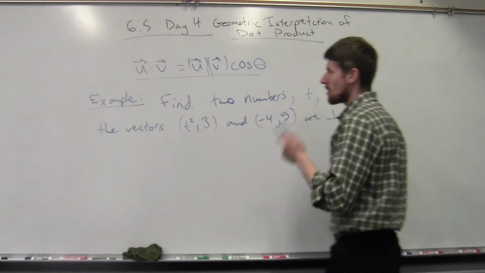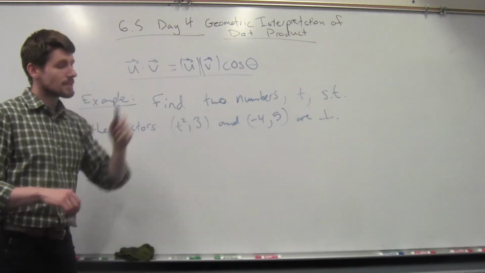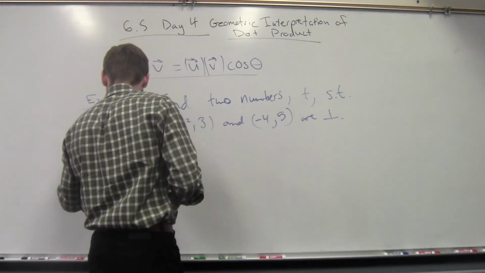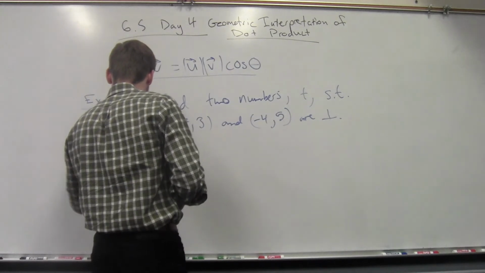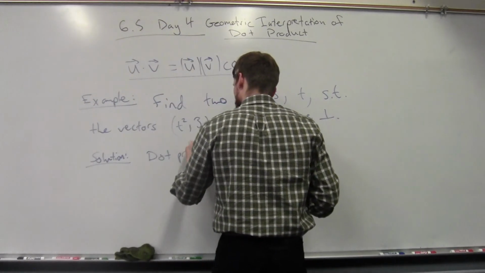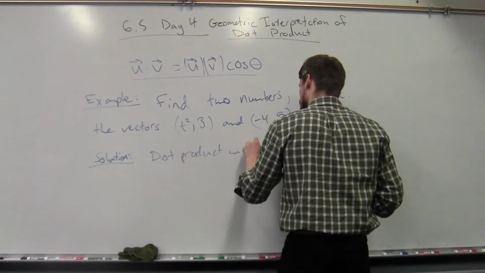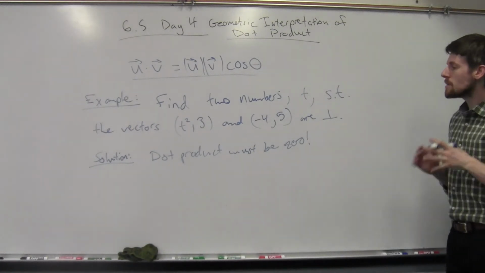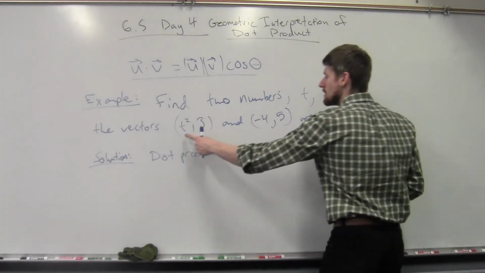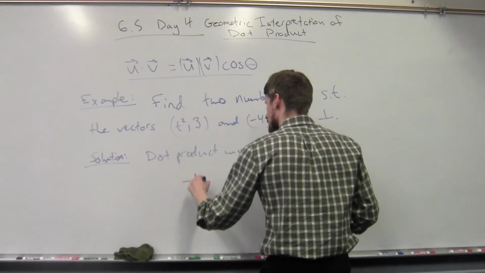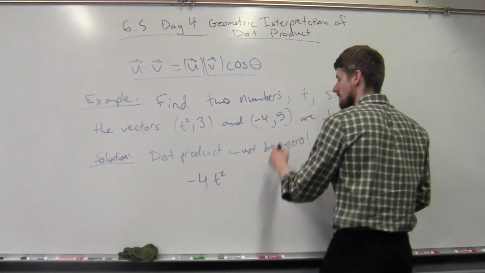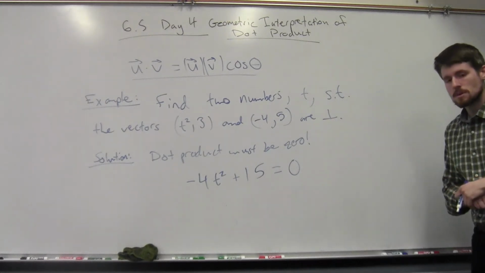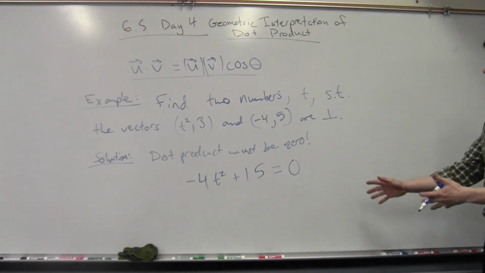From our corollary earlier, a dot product of 0 implies the vectors are perpendicular. So the solution: the dot product must be 0. And since it's in component form, it's very easy to take the dot product. We do t squared times -4, so this is -4 t squared, plus 3 times 5, that's 15. And the result needs to be 0 for them to be perpendicular. Look at that. That's easy.